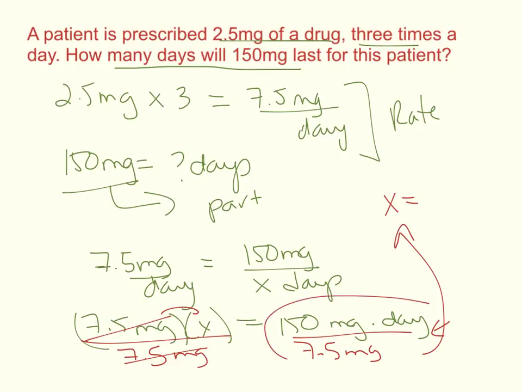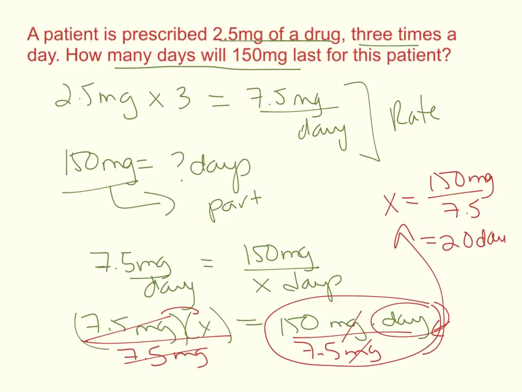Also, if you look at our unit fraction here, the milligrams cancel out, which is good, because this is what you want. You want to only be left with the number of days. So when you take 150 milligrams and you divide that by 7.5, you get the answer of 20 days.